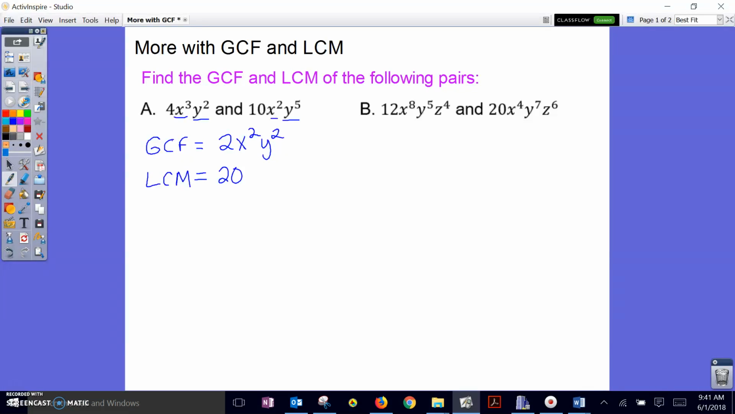So we've got x to the third and x squared. We want the bigger. That's x to the third. And we've got y squared and y to the fifth. We want the bigger. That's y to the fifth. And there's our GCF and our LCM in part A. Let's go ahead and do the same thing in part B. We're going to find the GCF and the LCM.